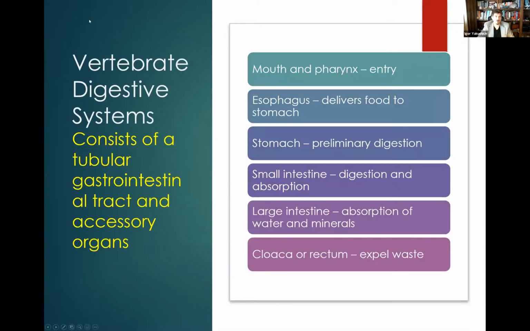So now let's go over the vertebrate digestive system. Again, it consists of a tube, and then we have the entry of that tube, the mouth and the pharynx. This is where the air tube and the food tube, the windpipe and the esophagus, split in the pharynx. And then there is the esophagus.